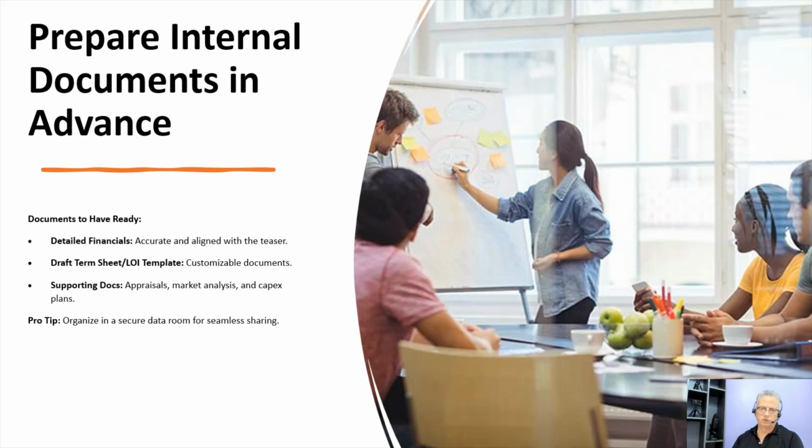So the best way to do all that is to prepare the internal documents in advance. So you want to have the detailed financials. Of course, these are going to be in the data room, the due diligence part, again part of my previous video and my guide to due diligence, which is 75 pages. I teach clients how to do everything right from the very beginning, how they should be organized and how they should be released. Draft term sheet, LOI template, they should all be customized documents. Supporting docs, appraisals, market analysis, and CapEx plans. Of course, pro tip, organize in a secure data room for seamless sharing.